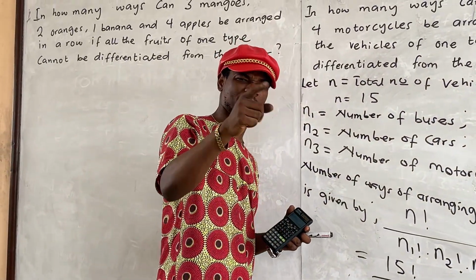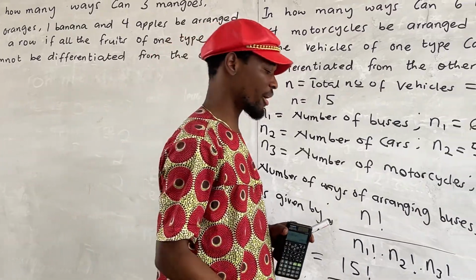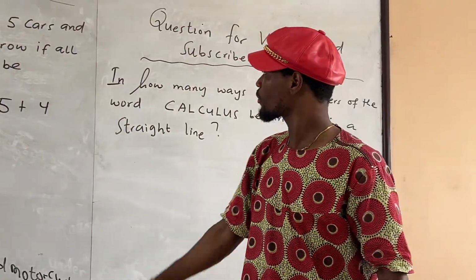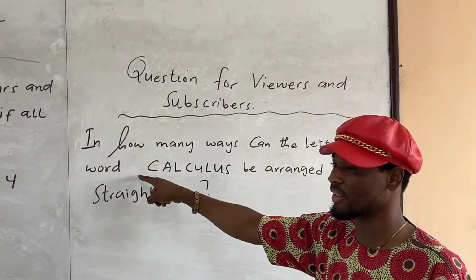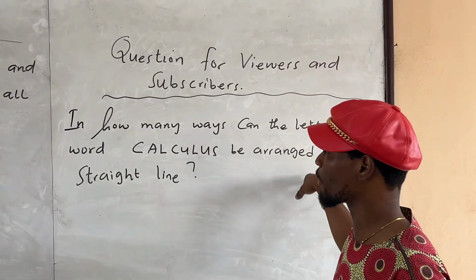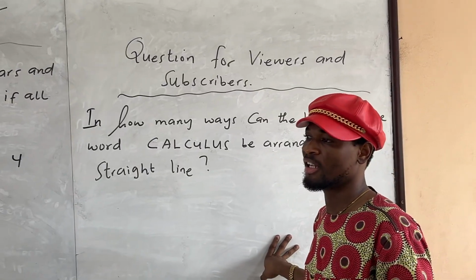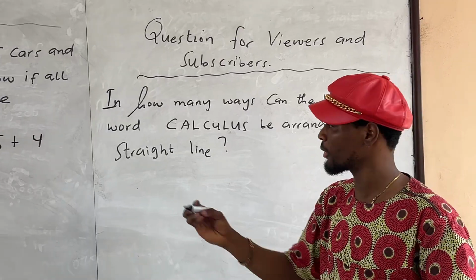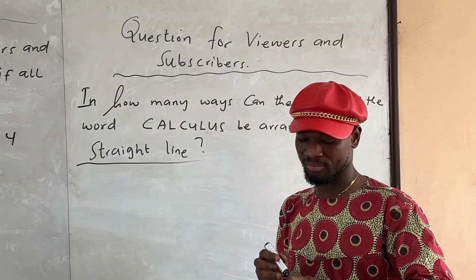I have a question for you, the subscriber and viewer. On the board we have: in how many ways can the letters of the word calculus be arranged in a straight line? Here we are considering linear permutations, not cyclic permutations. So, permutations in a straight line.